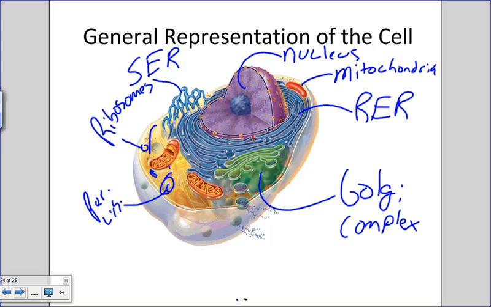All right, and like I said, as I mentioned before, keep in mind as I'm talking about this that no cell in the body is going to look exactly like this, okay?